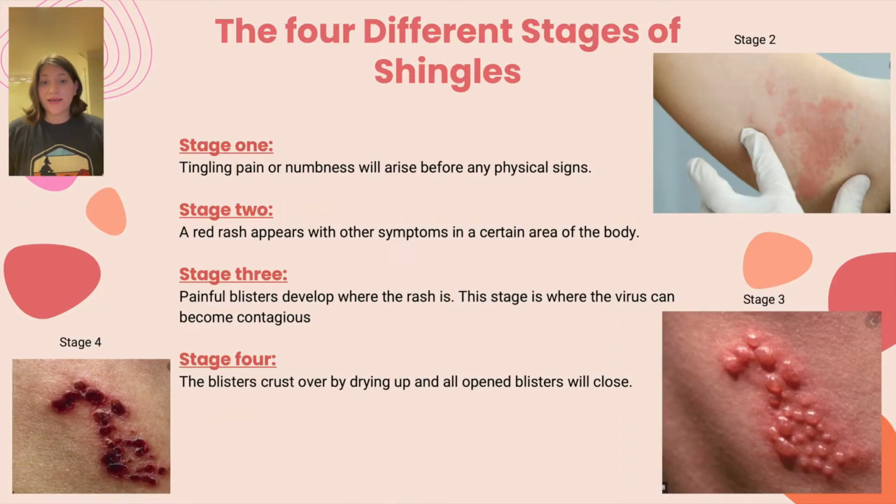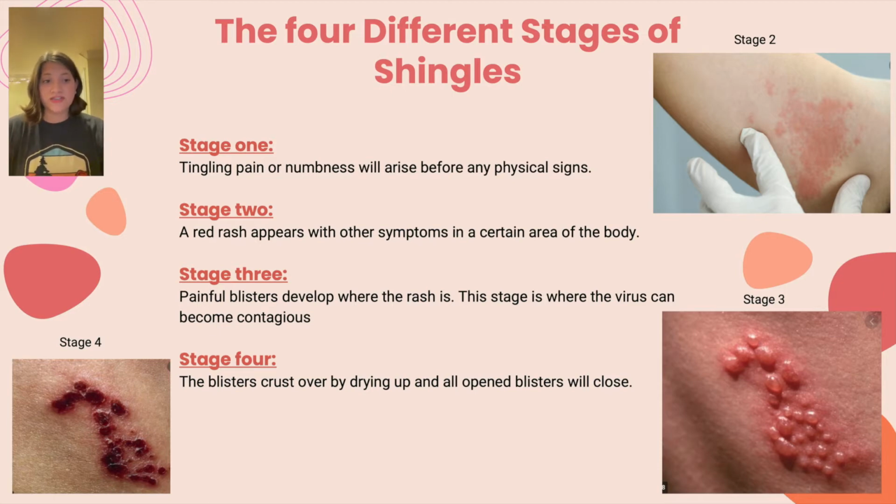Now for the different types of this disease. The shingles virus doesn't necessarily have different types, but it has different stages. The first stage entails tingling pain or numbness in the area the virus is about to arise. This pain can occur even from the slightest touch. The second stage, as pictured in the top right corner, occurs about 1 to 5 days after the numbness starts. A red rash will arise along with a headache or an upset stomach.